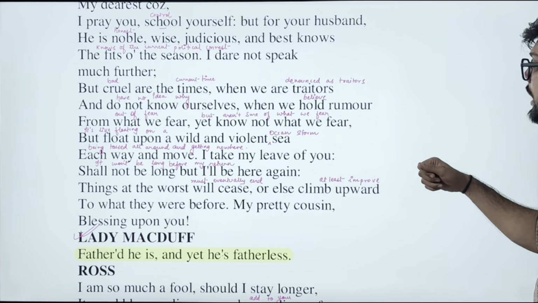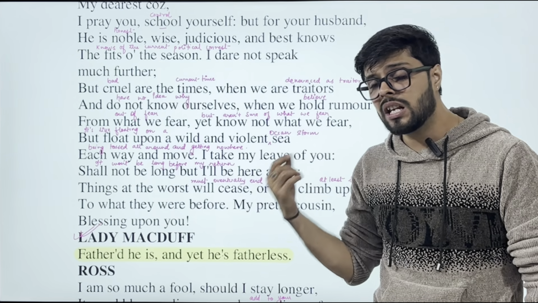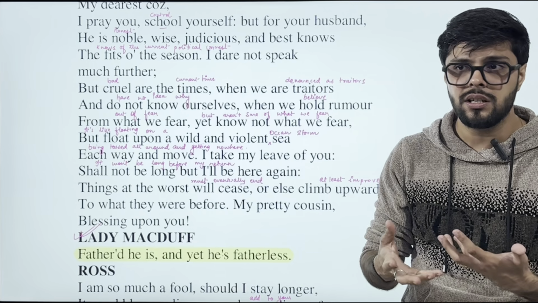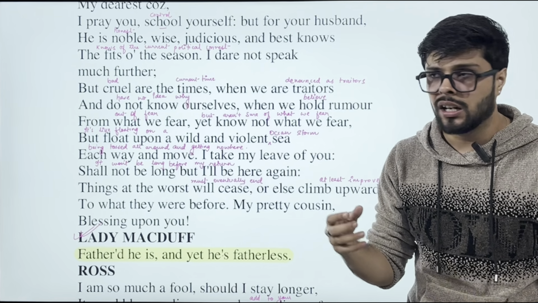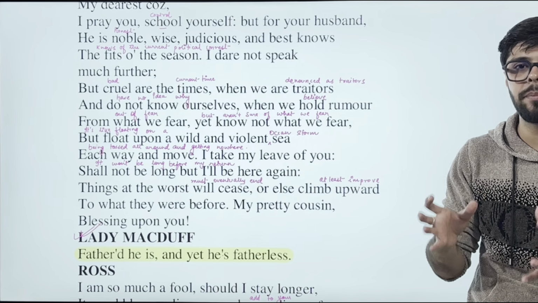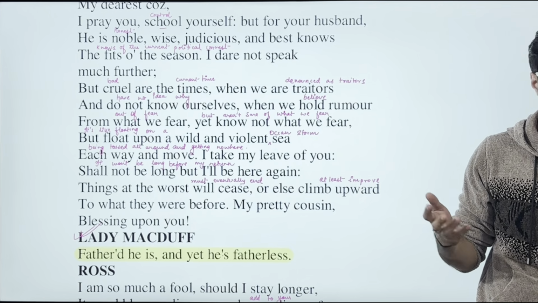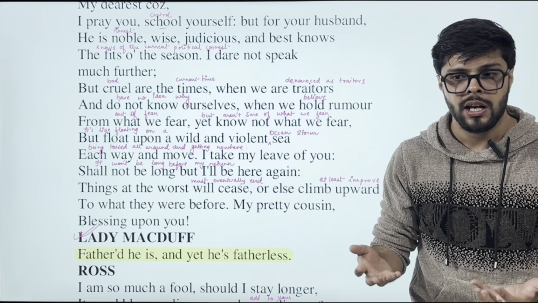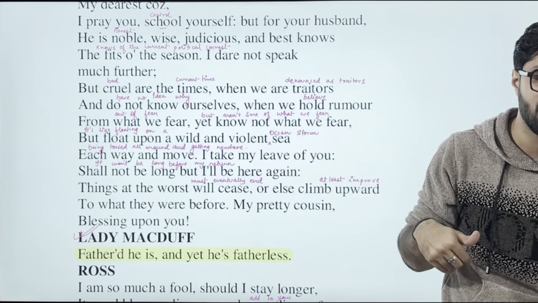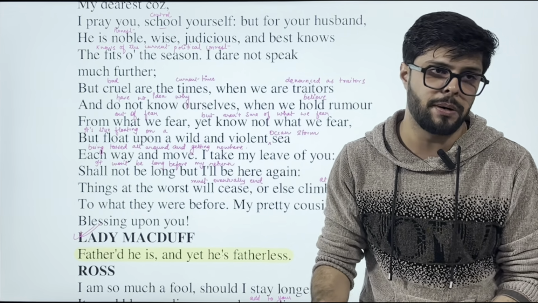Okay. When we hold rumor from what we fear, even we believe the incredible, something which is not credible, something which is not authentic. So out of our fear, we might believe any rumor which is not supposed to be believed, and yet know not what we fear, and yet we won't be aware of what exactly we are afraid of. So out of our fear, we might believe every word that is spreading around, and we ourselves might not know what exactly we are fearing.